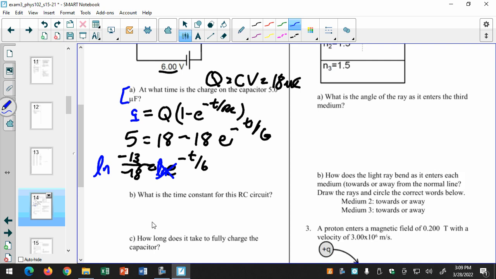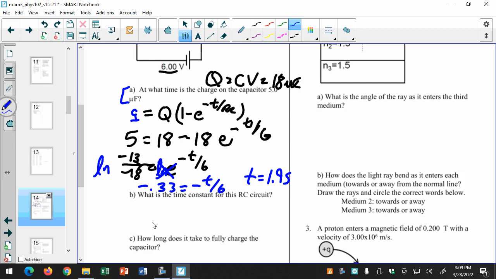Make sure that you can do this in your calculator. There's a natural log 13 divided by 18. I get negative 0.33 equals negative t over 6, and then I get t equals, what, 1.9 seconds. Okay? So that's how you do that.